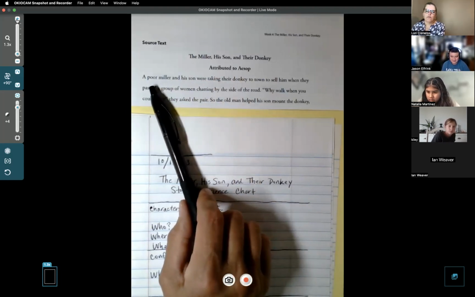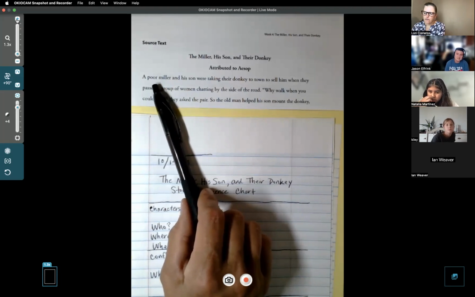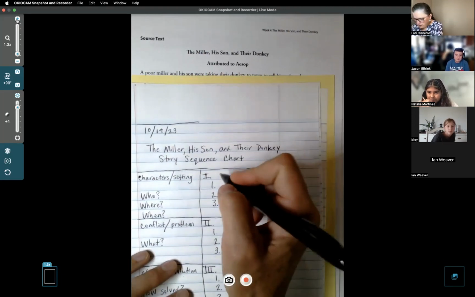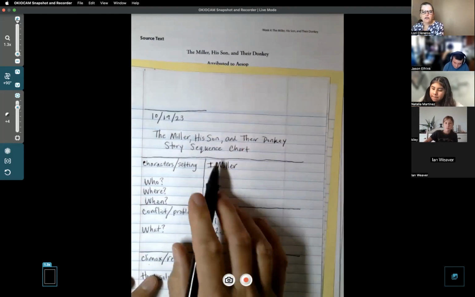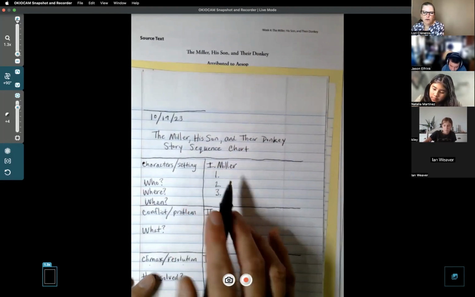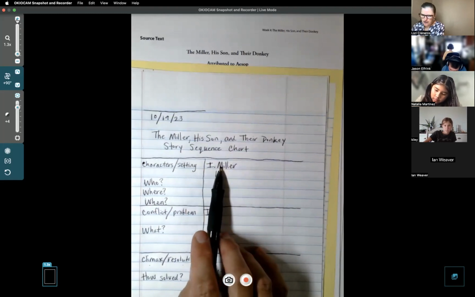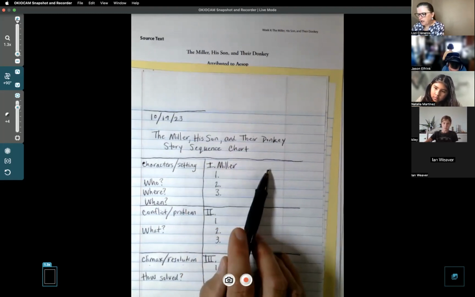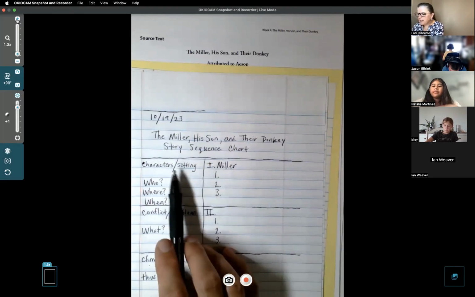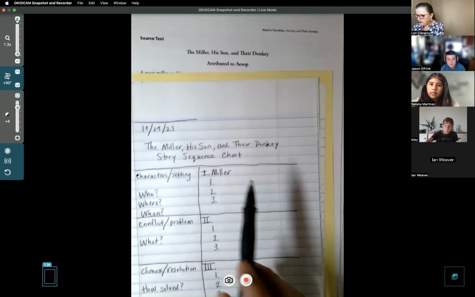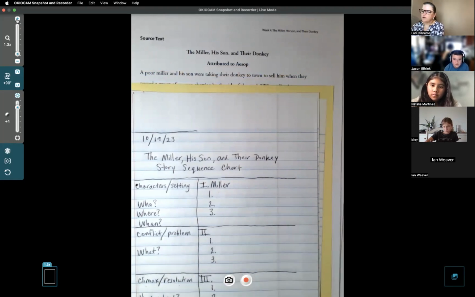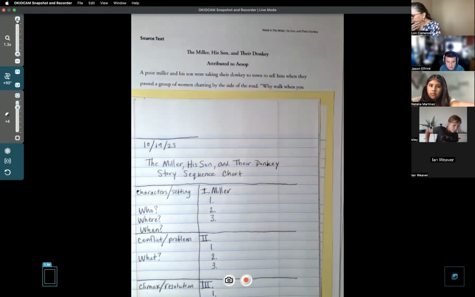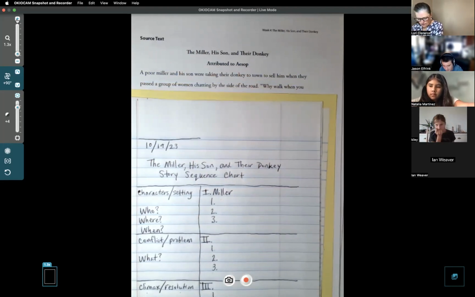So let's focus on the miller because he's mentioned first here. Okay. Let's go ahead and write Miller. I'm going to put a capital M here next to Roman numeral 1 because remember, this is the topic sentence. This is the first sentence of the paragraph. And we're introducing the character, the miller. And Jason, what is the miller doing? Where is he going? Remember? He was going to the town to sell the donkey.